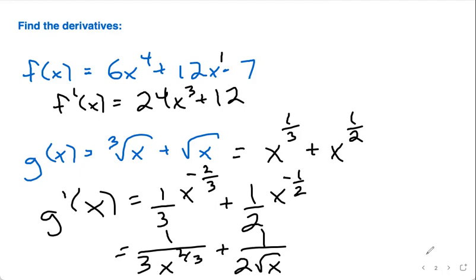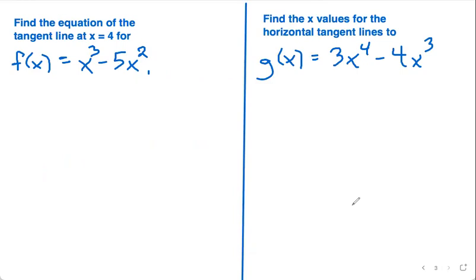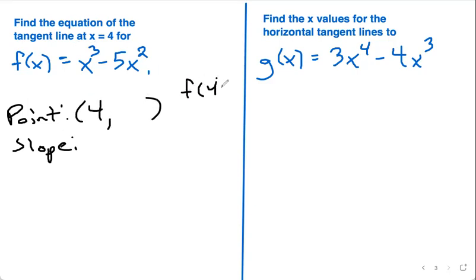Along with taking the derivatives, you're going to be asked applications of the derivative. So two examples to start: find the equation of a tangent line on the left and find the x values for horizontal tangents on the right. To find the equation of a tangent line, we're going to find a line. And to find a line, we need a point and we need a slope. The point's going to come from the original function. The x value is 4, so you plug in f of 4 to find out what the y value is going to be. So there's a little bit of work here. 4 cubed is 64, minus 5 times 4 squared is going to give you negative 16.